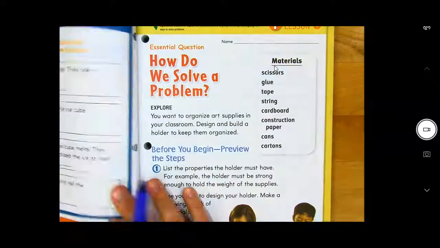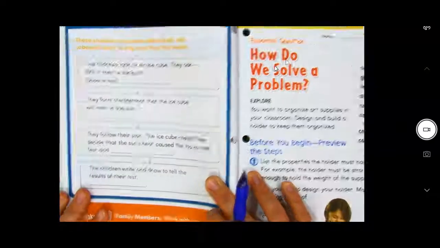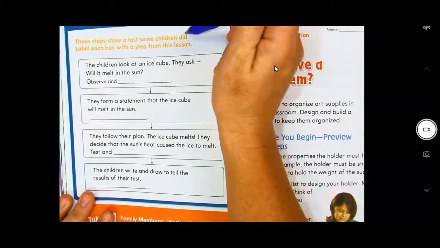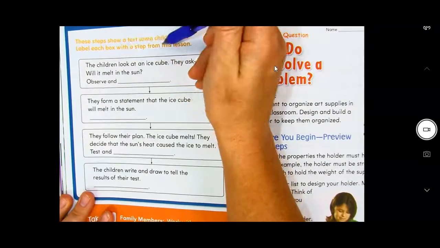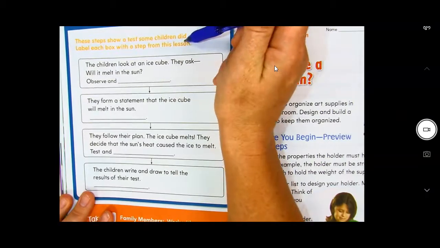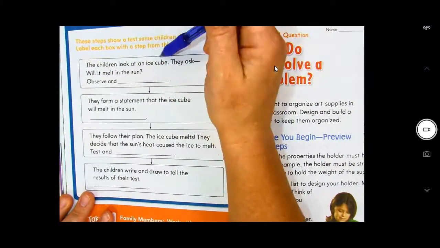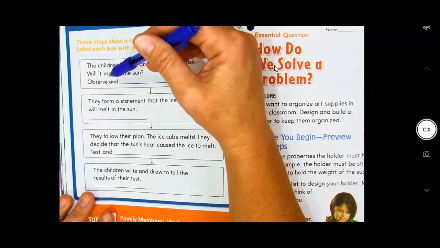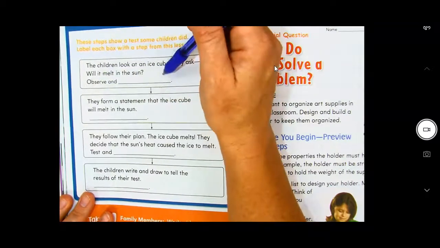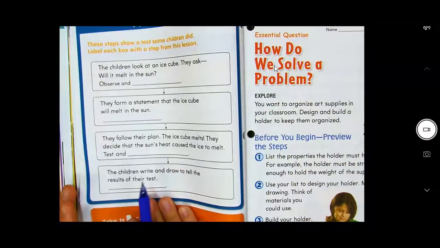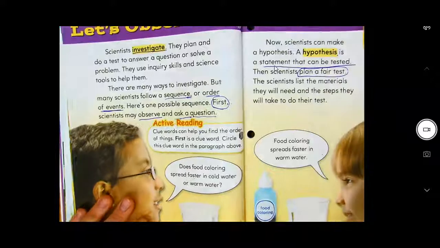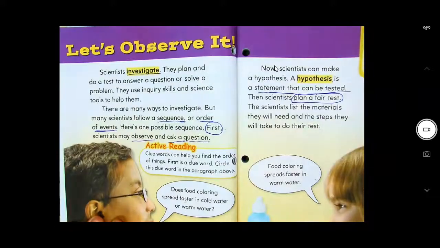Then on the back, these steps show a test some children did. Label each box with a step from this lesson. So the children look at an ice cube. They ask, will it melt in the sun? What are they doing? Observe and what? Well, go back to where it says observe and, okay? What does it say?